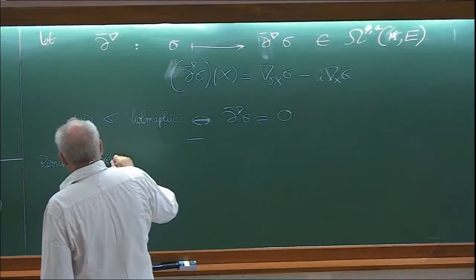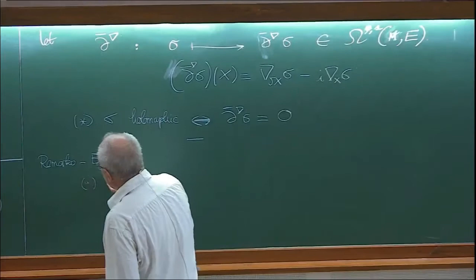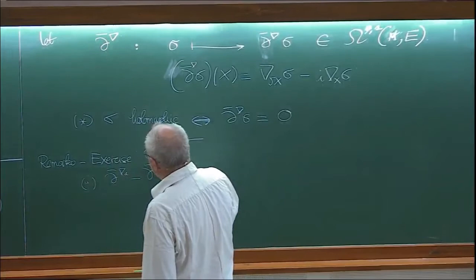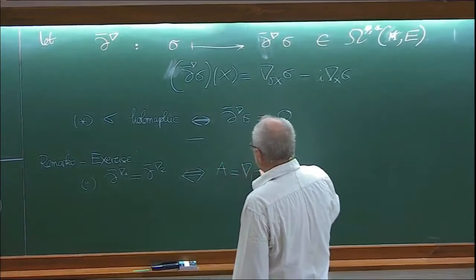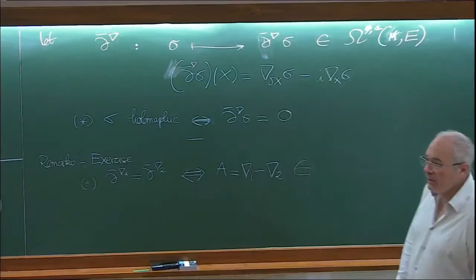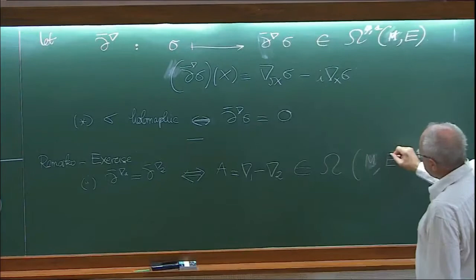So this del Nabla makes sense for any connection, right? So the first thing is that Nabla 1 minus Nabla 2 is equal to del Nabla 2. This is equivalent to the fact that the difference A, which is Nabla 1 minus Nabla 2, so you know that the difference between two connections is a one form with value in M, with value in the endomorphism of E.